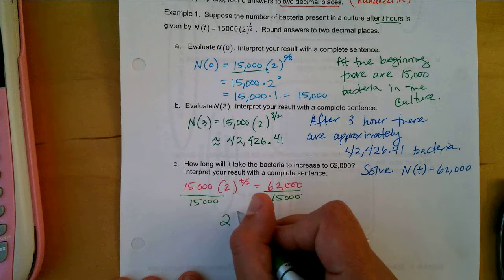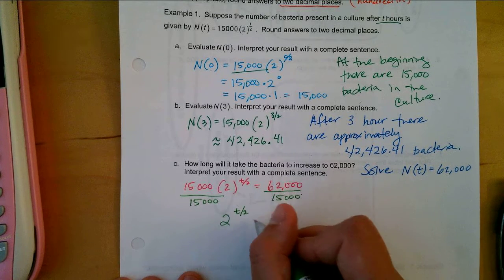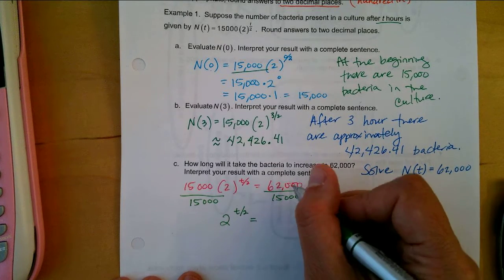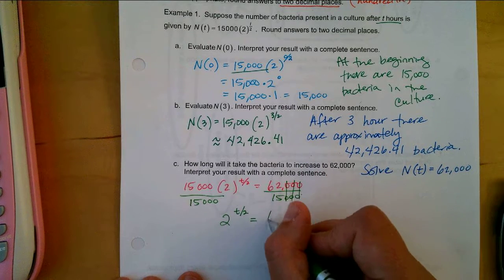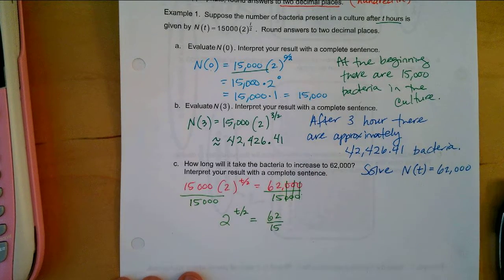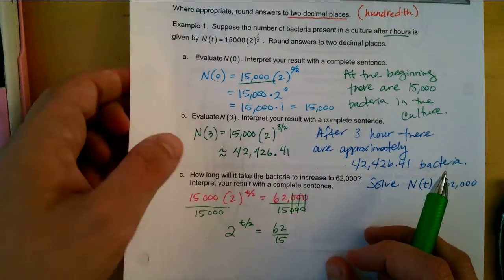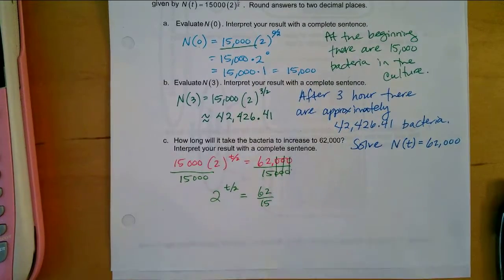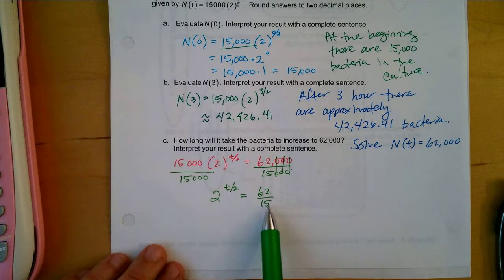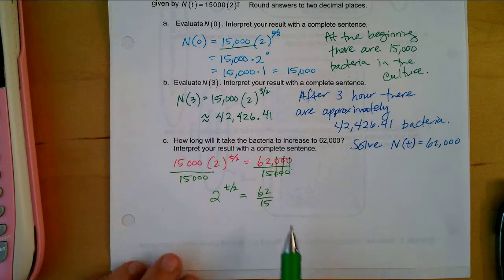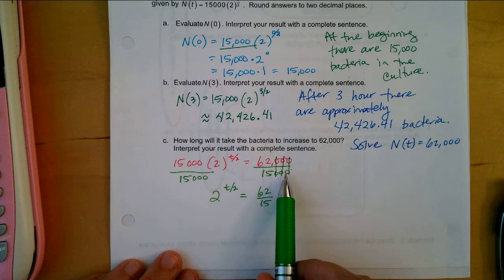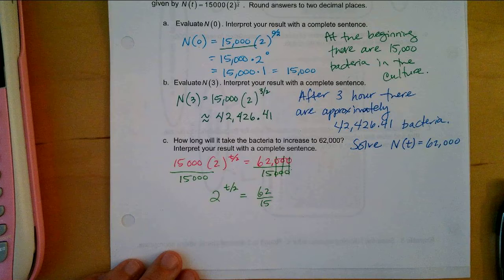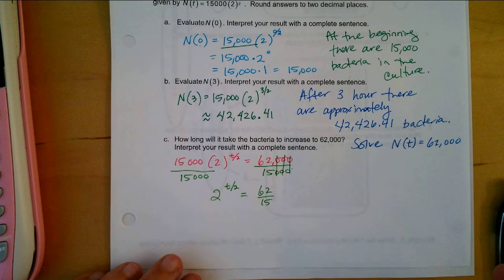And so I get 2 to the t halves equals, and actually look at this, I could just reduce this fraction, 62 over 15. I'm going to tell you right now that I would prefer to just leave it as a fraction because otherwise I'm going to have a repeating decimal and I'd have to round, so my answer will not be as simplified. And maybe this fraction could simplify more too. It doesn't really matter right now. Let's use that for now. Does that make sense why I would do that as opposed to dividing it?